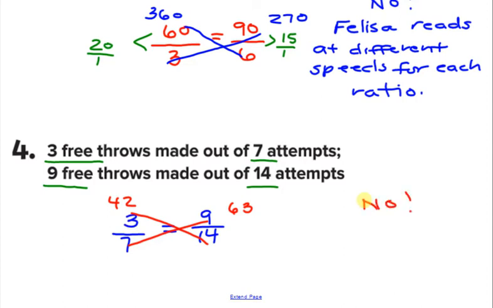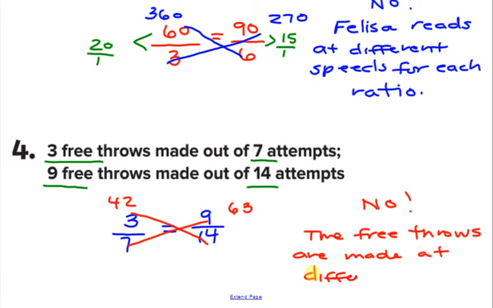And if we're asked again to explain our reasoning, why are they not equivalent? Well, the free throws are made at different rates.